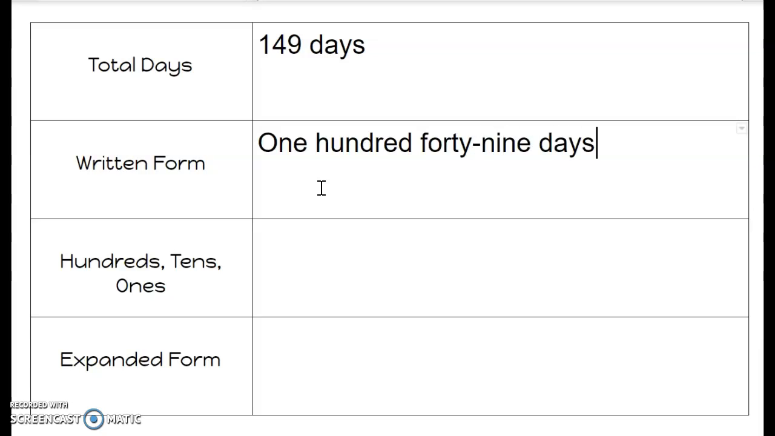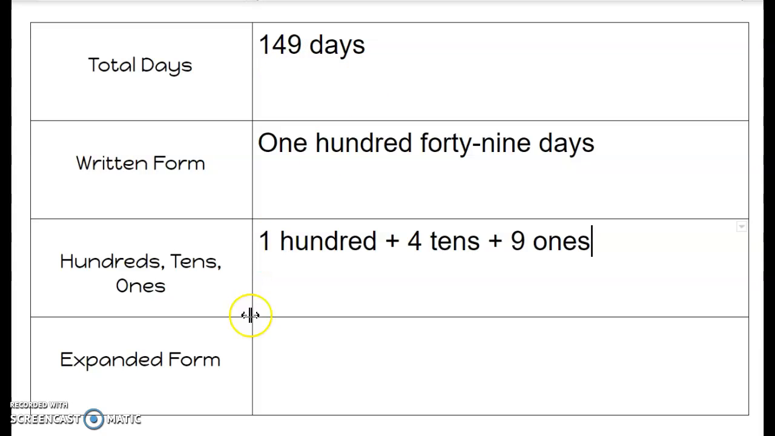149 days. How many hundreds, tens, and ones are in our number? How many hundreds? 100. How many tens? There's 4, but I don't only put 4, I have to write 4 tens. And how many ones? 9 ones. And that equals our 149.